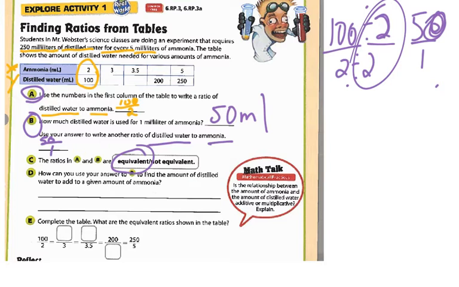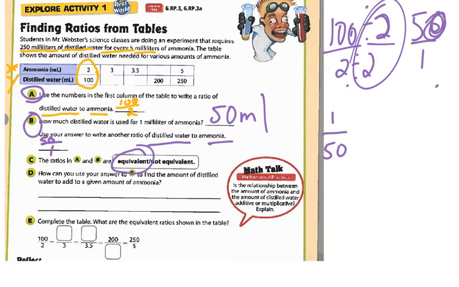And how can you use your answer to B to find the amount of distilled water to add to the given amount of ammonia? Well, before we keep going with this, we need to go back and fill in this table. So what I'm going to start with is our unit rate. So we have that 1 milliliter of ammonia for 50 milliliters of distilled water.